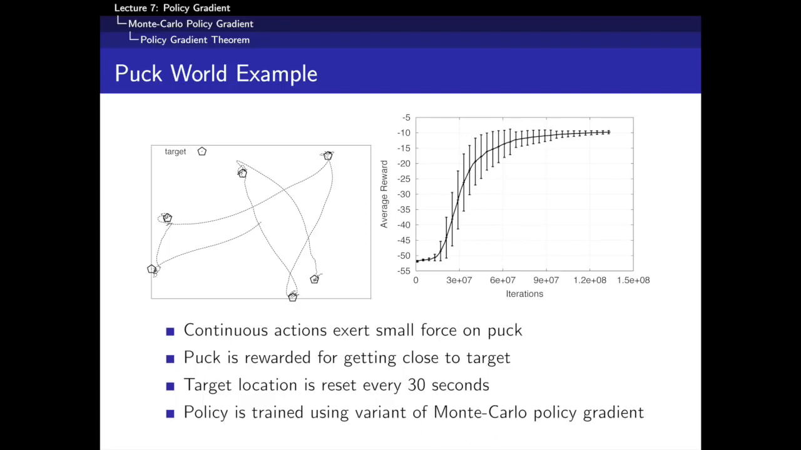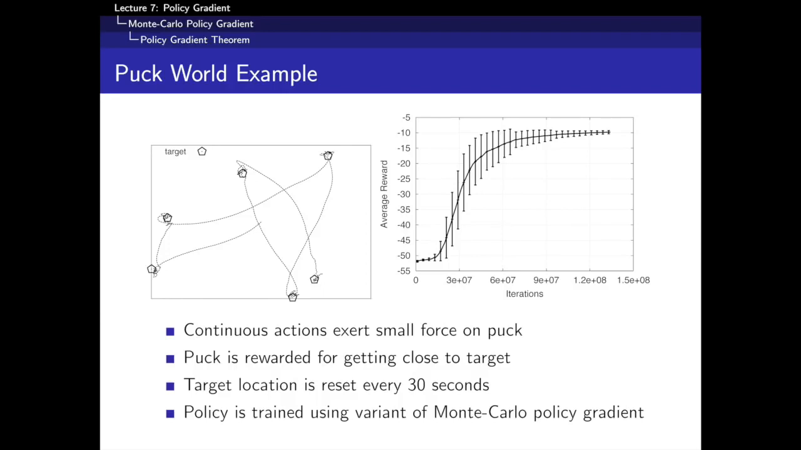It gets a reward when it gets close to the target, and it's reset every 30 seconds, and then you just go. You just run trajectories, and you use this Monte Carlo policy gradient, and you update in the direction of those returns. So you measure your return, you go back over it, and you adjust your policy a little bit in the direction that gets you more of those returns, and then you see how this works.